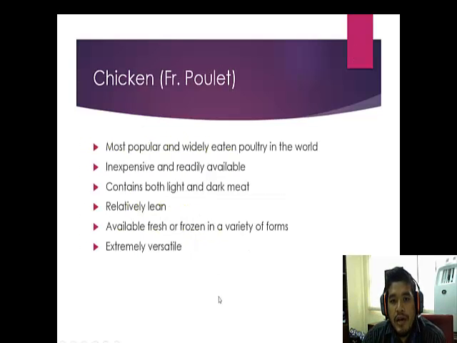Chicken is the most popular and widely eaten poultry in the world, inexpensive and readily available, and it contains both light and dark meat. It is relatively lean and available fresh or frozen in various forms, and extremely versatile, which is the reason why chicken is always one of the most favorite poultry used in the world.